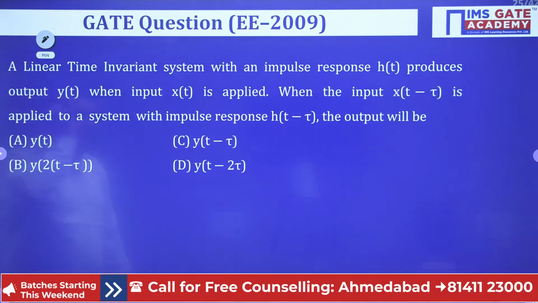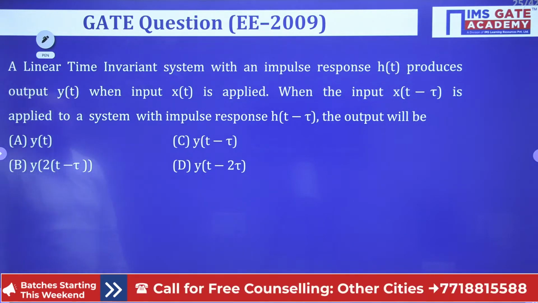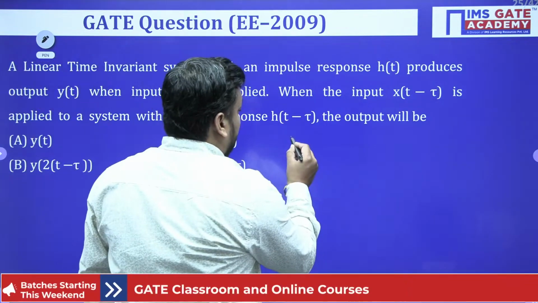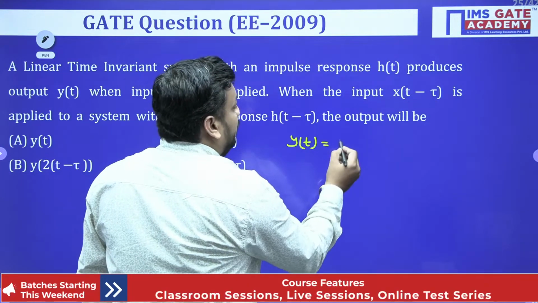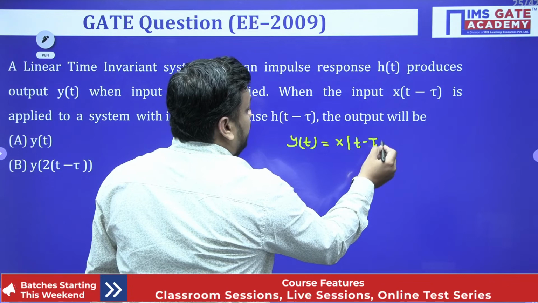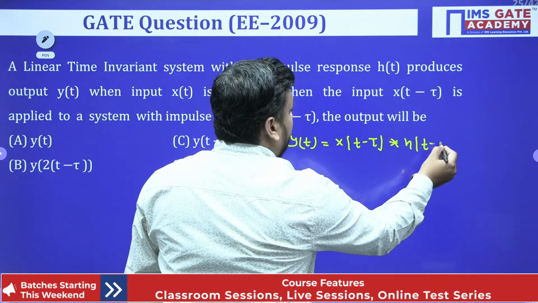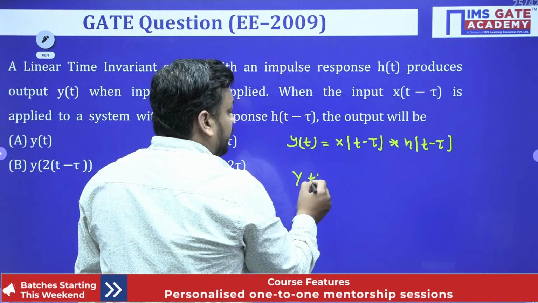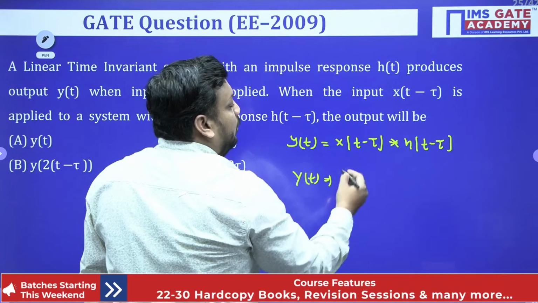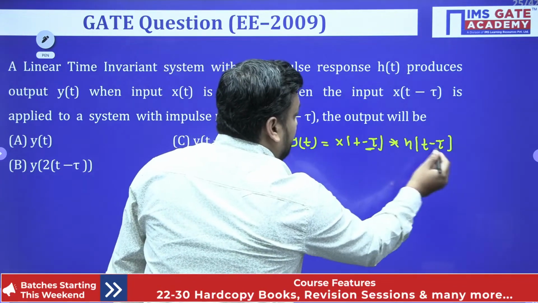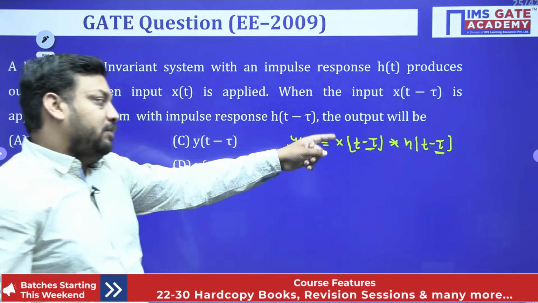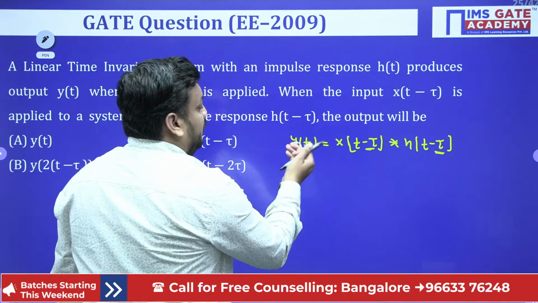A linear time invariant system with the impulse response h(t) produces output y(t) when input x(t) is applied. When the input x(t minus tau) is applied to the system with the impulse response h(t minus tau), the output will be. So what should we write, guys? We should write y(t) as x(t minus tau) convolved with h(t minus tau). The convolution property says that you should add both the shifts; whatever shifting we have provided will reflect in the final result as well.